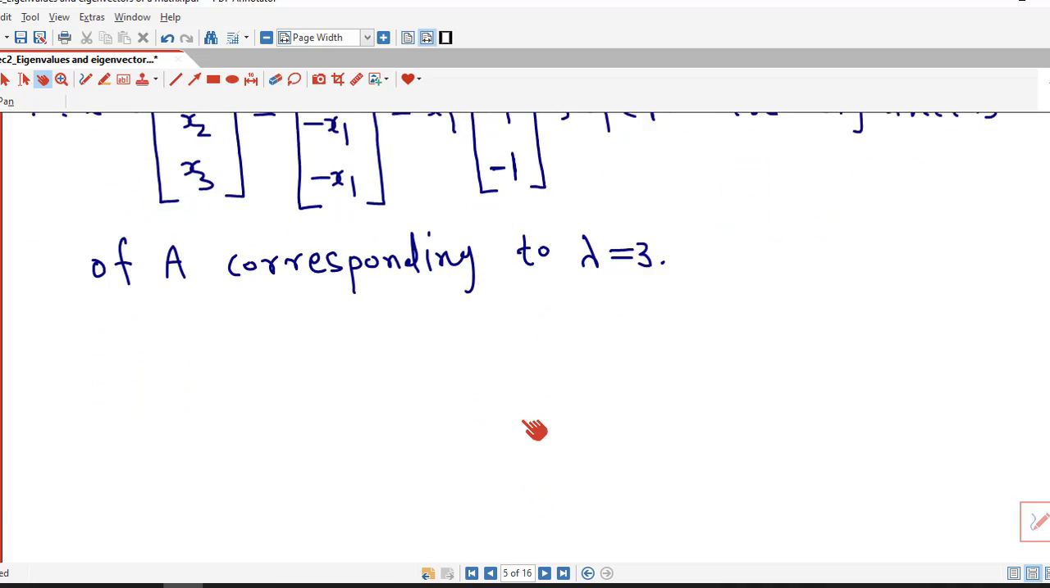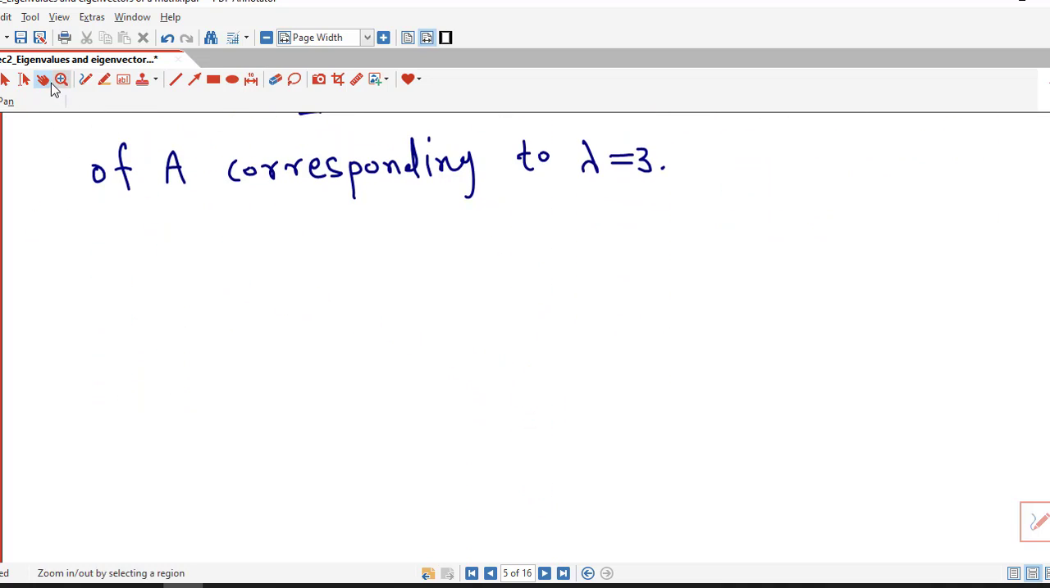And this is all about today's lecture. In this lecture we have discussed how to find eigenvalues and eigenvectors of a given matrix.